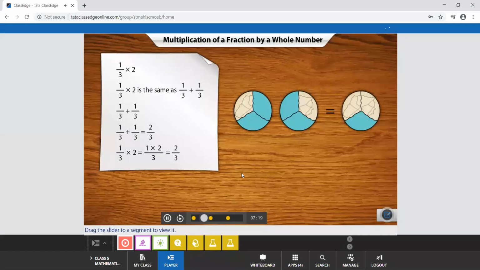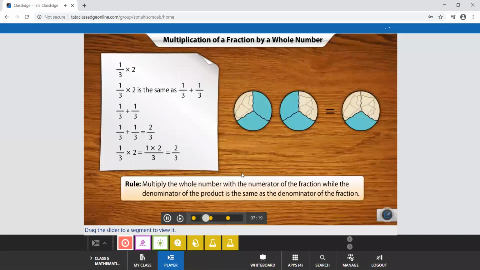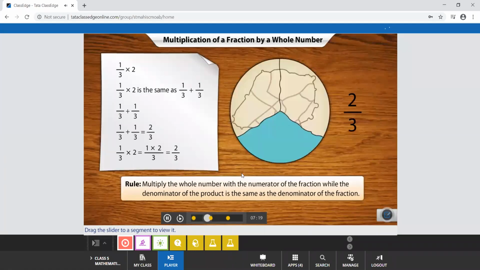When we multiplied 1/3 by 2, we actually multiplied 2 by the numerator of the fraction, while the denominator, 3, remains the same. The product is thus 2/3. Thus, the rule for multiplying a fraction by a whole number is: multiply the whole number by the numerator of the fraction, while the denominator of the product is the same as the denominator of the fraction. So, you see, Priya and Aisha can together join 2/3 of the map.